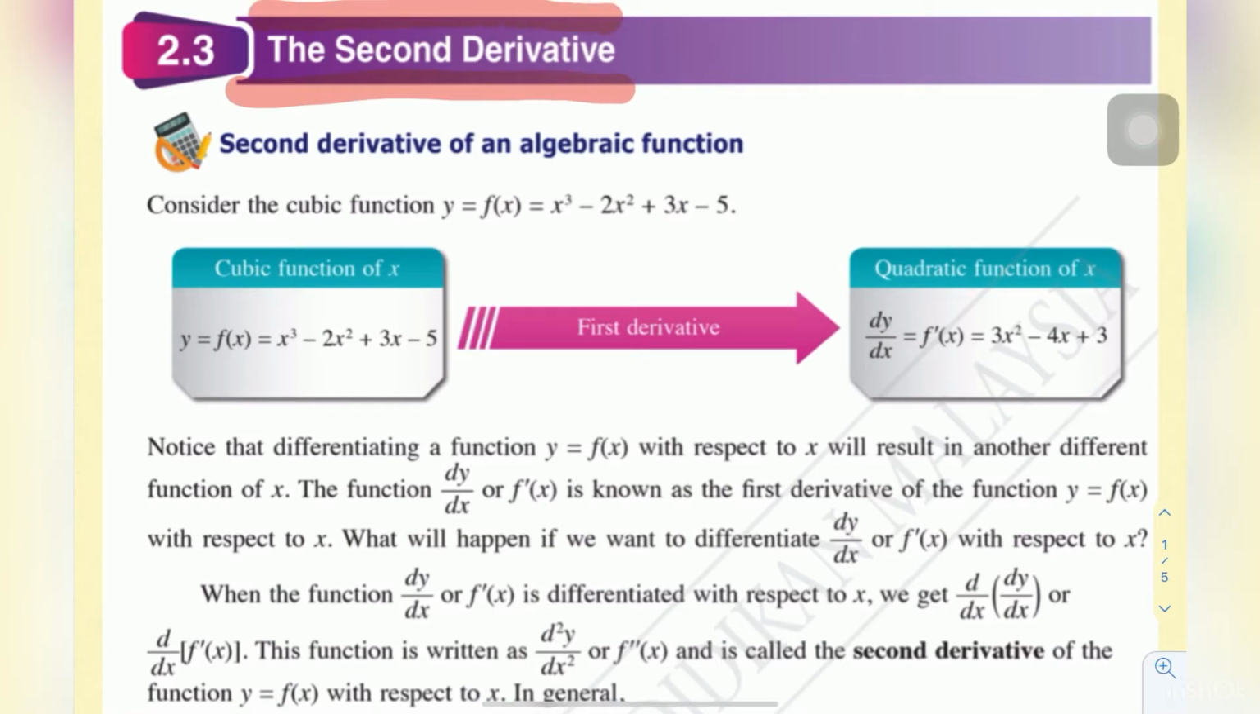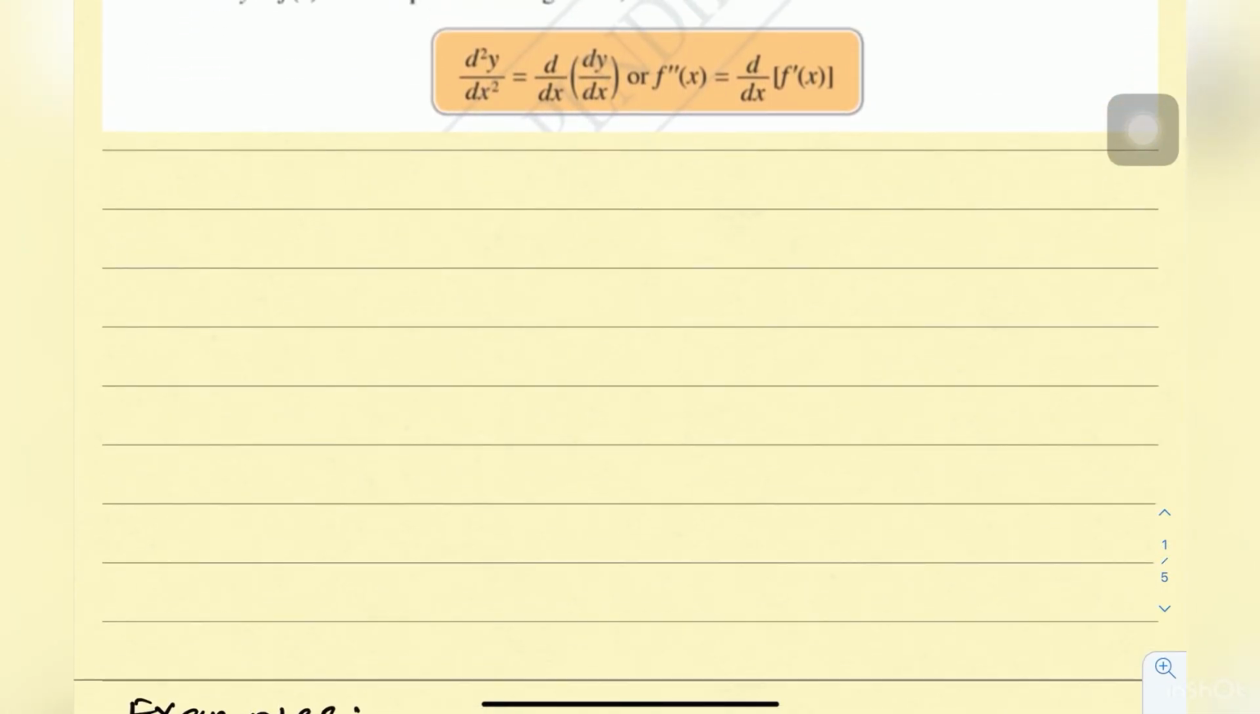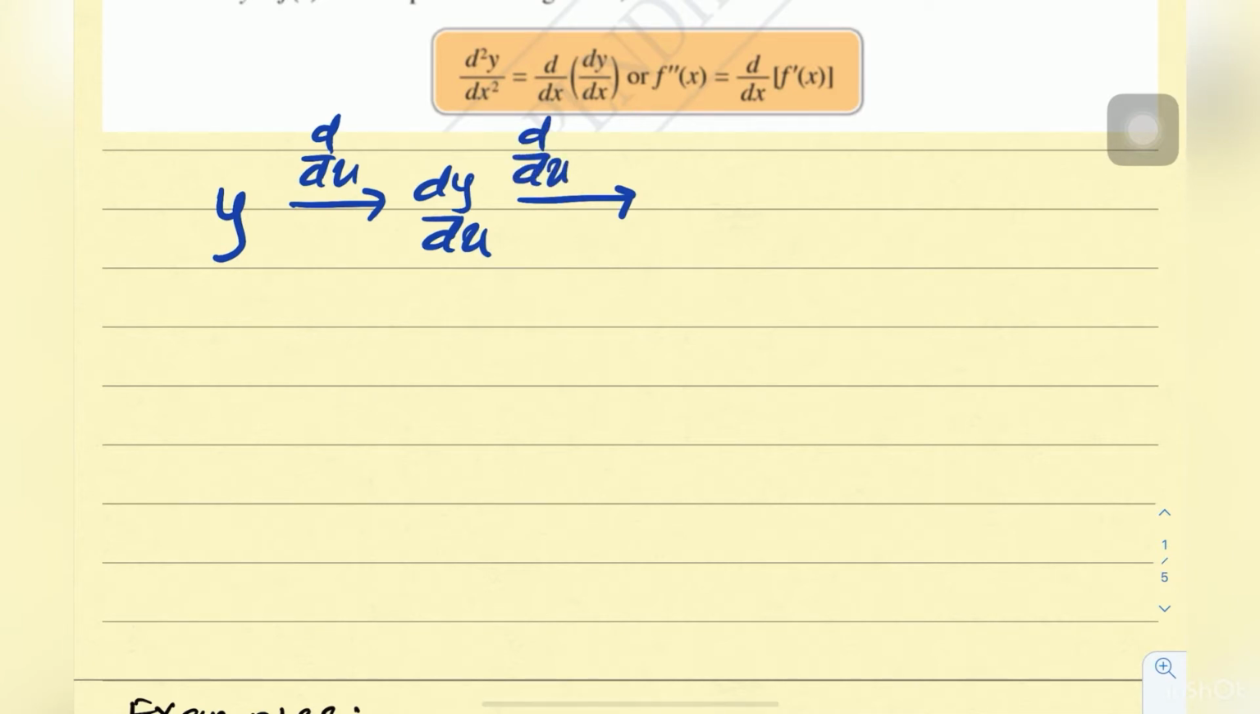Previously, in the first derivative, you differentiate once. In the second derivative, you have to differentiate twice. Let's say we have y. We differentiate once with respect to x, and we get dy/dx. This dy/dx, we differentiate another time, so d/dx of dy/dx, and we get d squared y over dx squared.